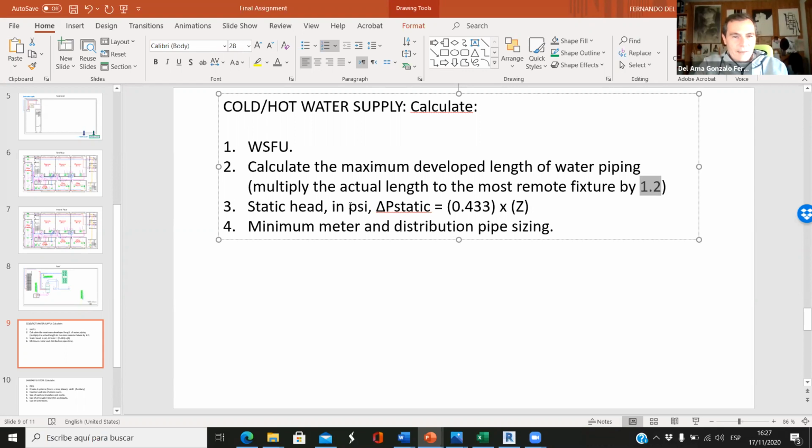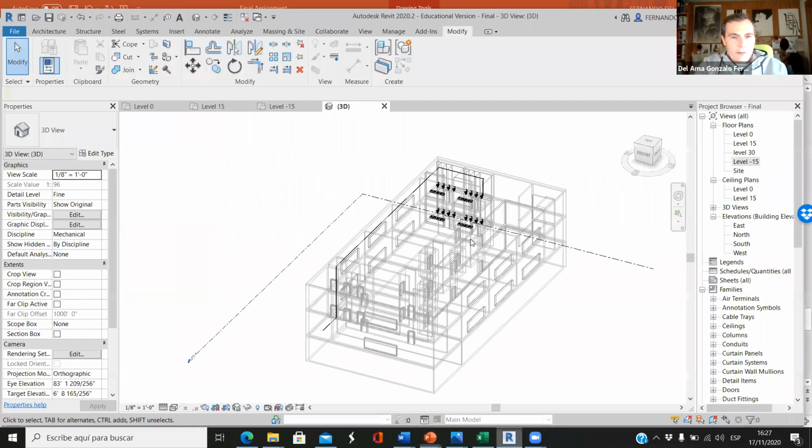What is the static head in PSI? It's the maximum height that we have in this.